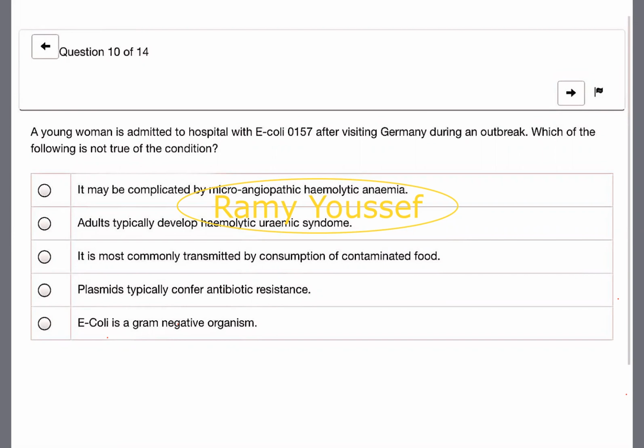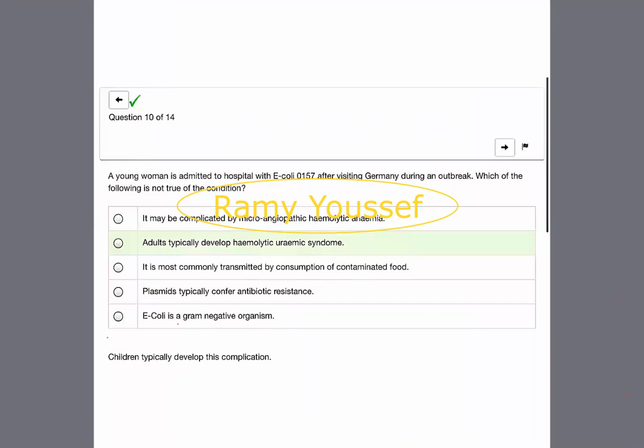Adults typically develop hemolytic uremic syndrome. Now, it's for children. It's most commonly transmitted by consumption of contaminated food, by the fecal-oral route. Plasmids typically confer antibiotic resistance. I think this is right. It's a concept about antibiotic resistance related to plasmids. E. coli is a gram-negative organism, yes. So the not true one is B: adults typically develop hemolytic uremic syndrome. Hemolytic uremic syndrome is specific for children.